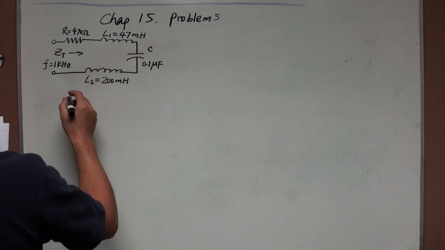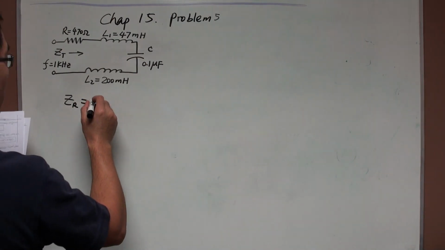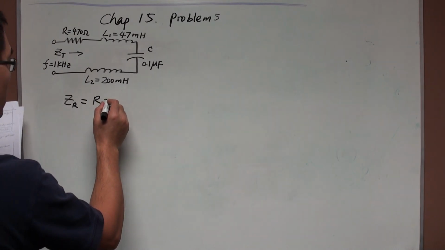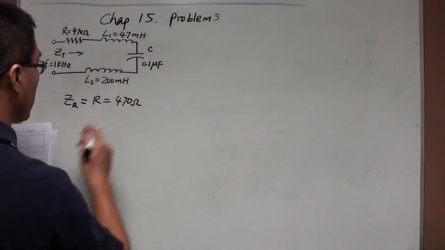For the resistor, we know the impedance is equal to just its resistance. Okay, so it's 470 ohms.